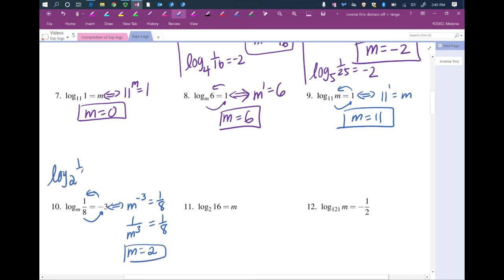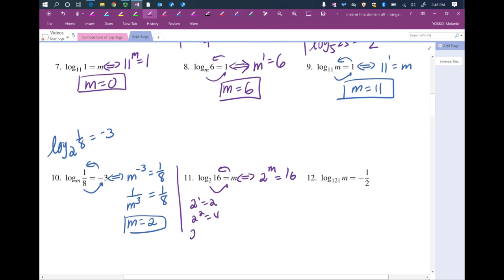Let's look at this again. Log base 2 of 1/8 equals -3. Remember what I said earlier? If one of these is an integer and the other is a fraction, if you're looking at your base and your operand, your power will be negative. Let's look at 11. Log base 2 of 16 equals m can be rewritten as 2 to the m equals 16. So 2 to what power is 16? Well, 2 to the 1 is 2. 2 to the 2 is 4. 2 to the 3 is 8. 2 to the 4 is 16. So m is 4.